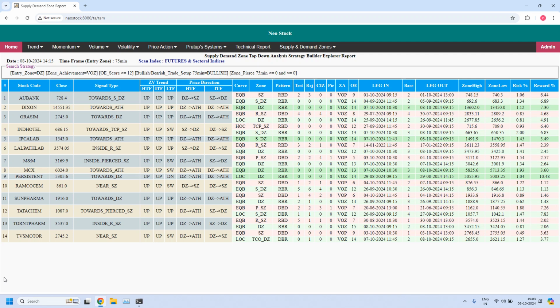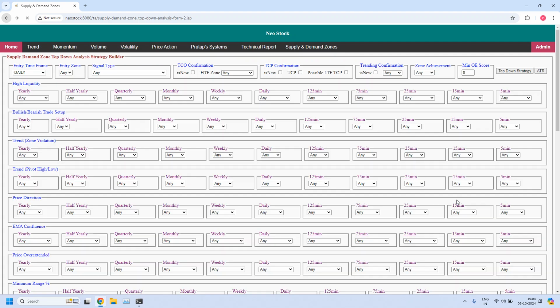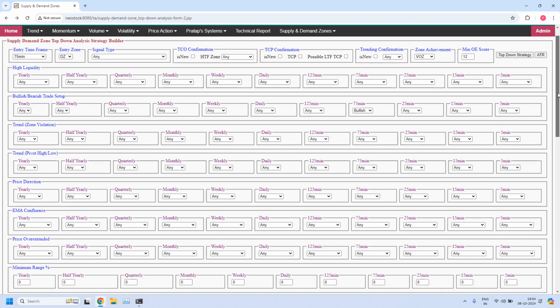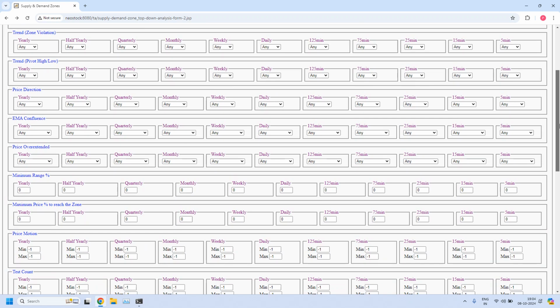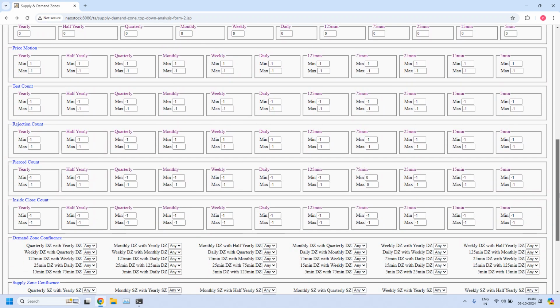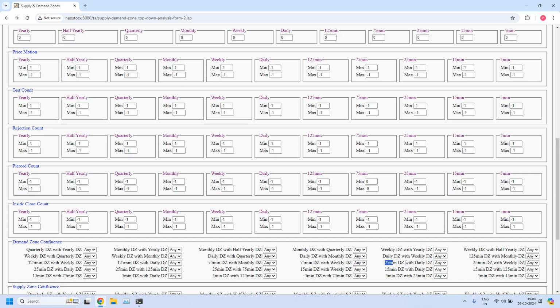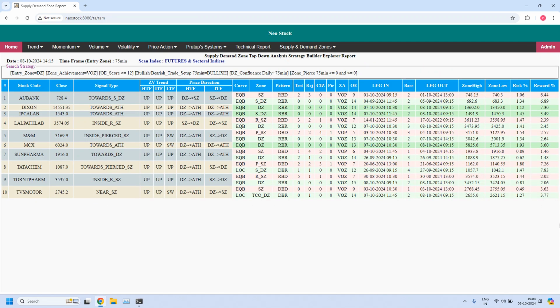So next, out of these 14, how many stocks are having even better probability? For that, let us look for ITF confluence. That means the 75 minute zone is part of the daily zone. Daily time frame is ITF. So in the demand zone confluence, the 75 minutes demand zone with daily demand zone confluence filter I enabled. Now let me verify. Now 10 stocks are filtered. All these 10 stocks are having LTF and ITF demand zone confluence. That means the 75 minutes demand zone, LTF zone, is part of the daily zone.